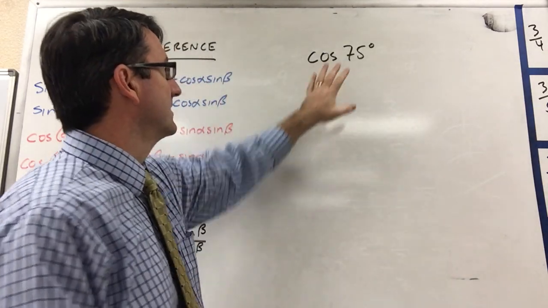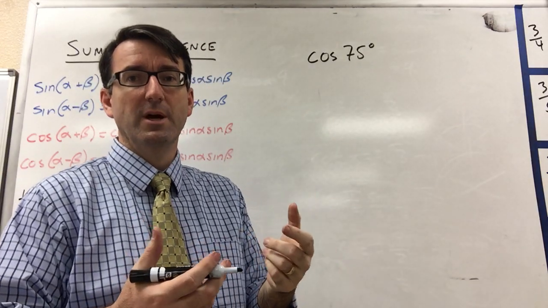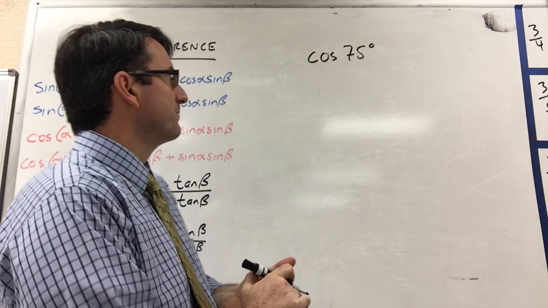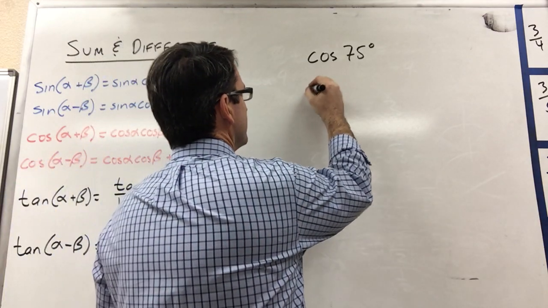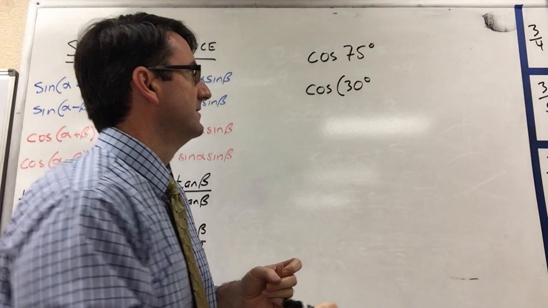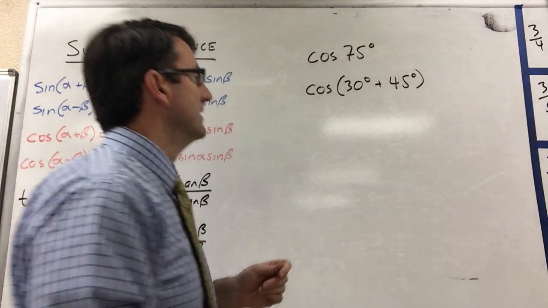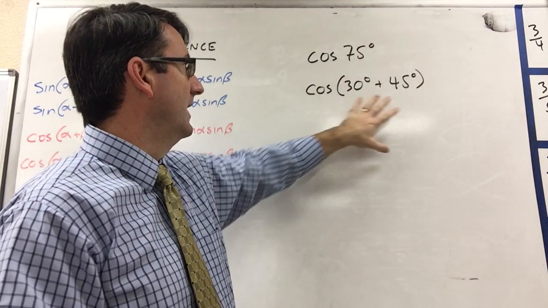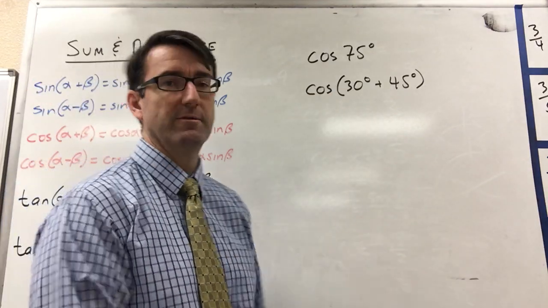So it's cosine. We need to split this 75 degrees up into two numbers that are added or subtracted from one another, two numbers that are on our unit circle. So let's put this up into the cosine of 30 degrees, that's on our unit circle, plus 45 degrees. So 30 degrees and 45 degrees are both on our unit circle. So we should be able to look up the cosine of 30 degrees and the cosine of 45 degrees.